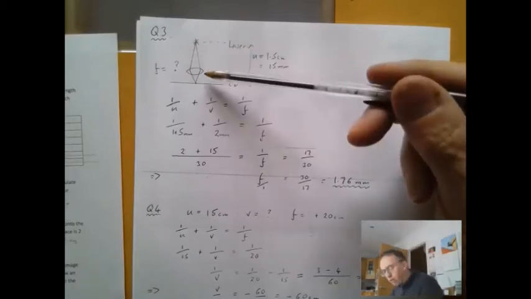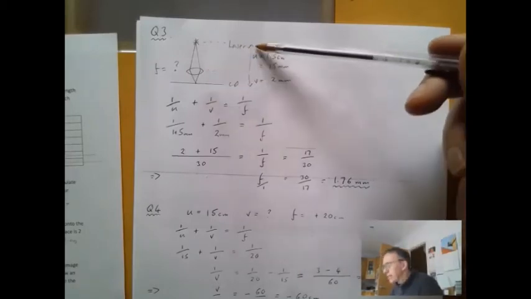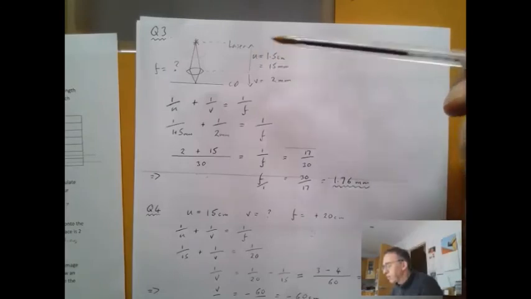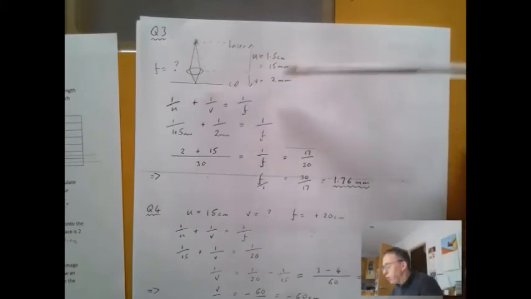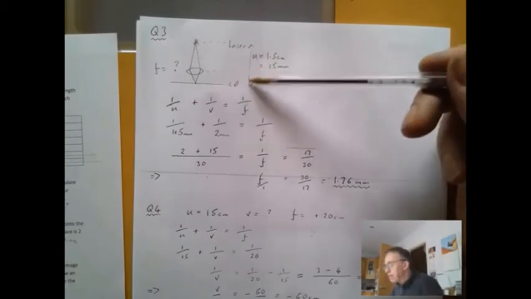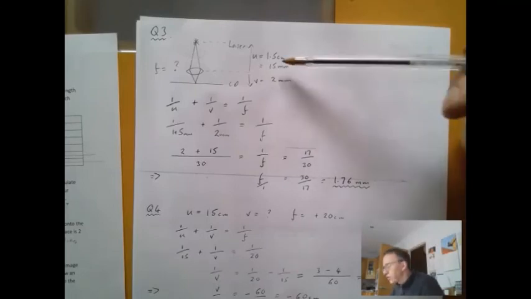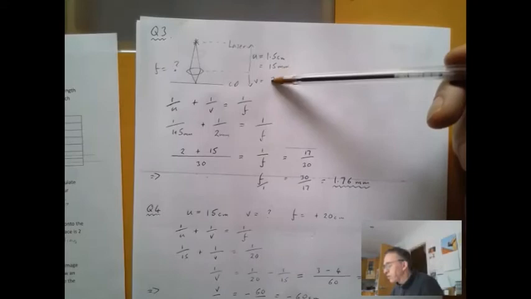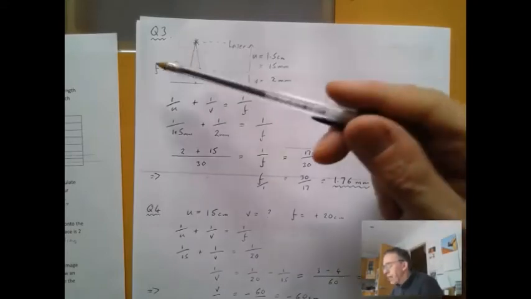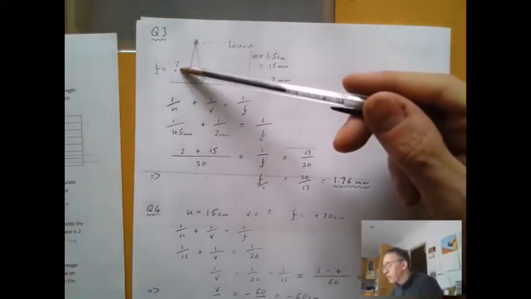In this case, we're told that the laser is 1.5 centimeters above the lens, so the object distance is 1.5 centimeters. The CD is 2 millimeters below, which is to say the image distance is 2 millimeters. Notice that we have 1.5 centimeters, which is 15 millimeters above and 2 millimeters below. Then the focal length of the lens is question mark.